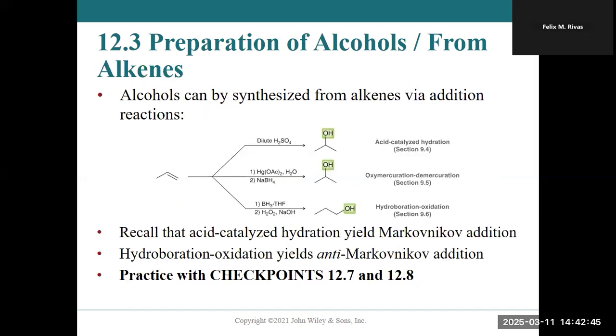The other method of making alcohols is by addition to alkenes. So this is back from chapter 8. The slide provided by Wiley has incorrect sections in here. All these sections should be 8.4, 8.5, and 8.6. But if you have an alkene, you can convert it to the alcohol by using these 3 reactions that we already studied for it, right?